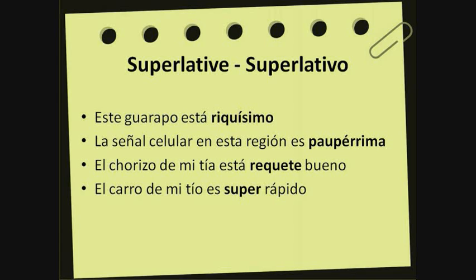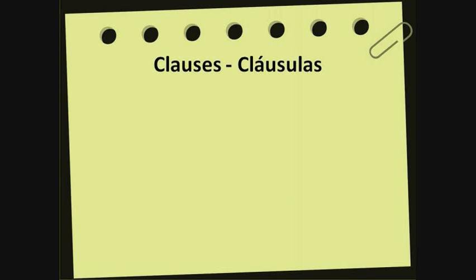Let's continue with the second topic of this video, which is clauses, cláusulas. A clause is a group of words where we can identify subject and predicate, and it is classified in 2: independent clauses and dependent clauses. The first one is a clause which has a complete thought by itself. On the other hand, a dependent clause does not have it. Here are 2 examples.